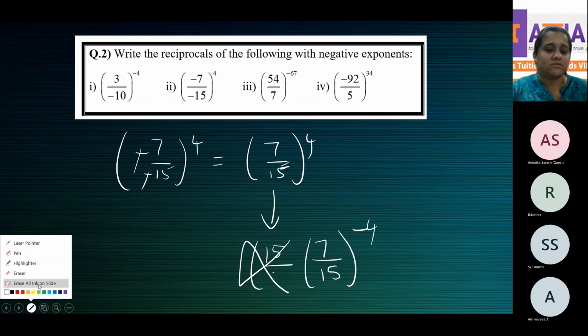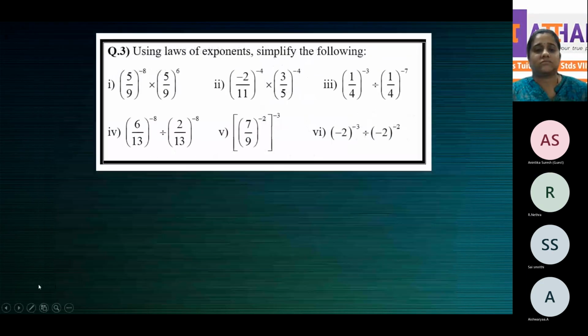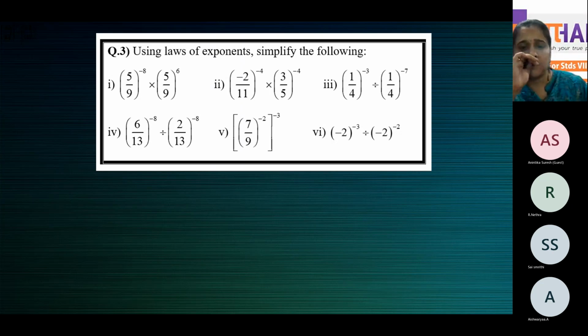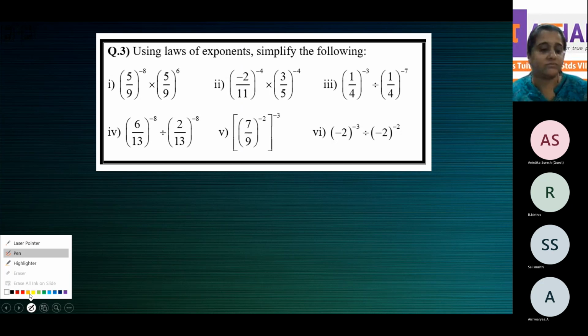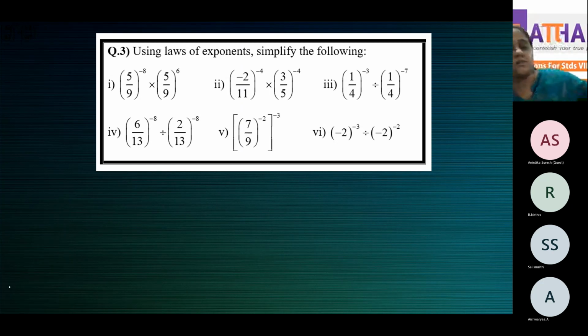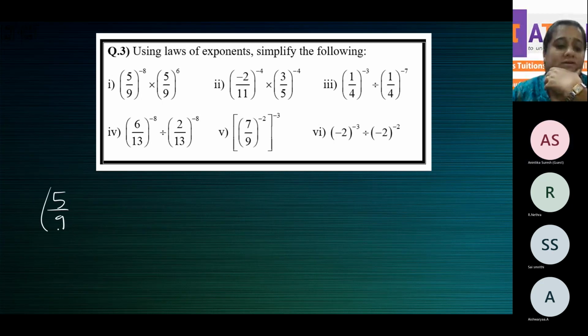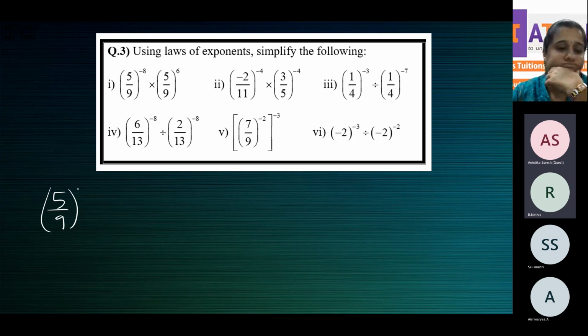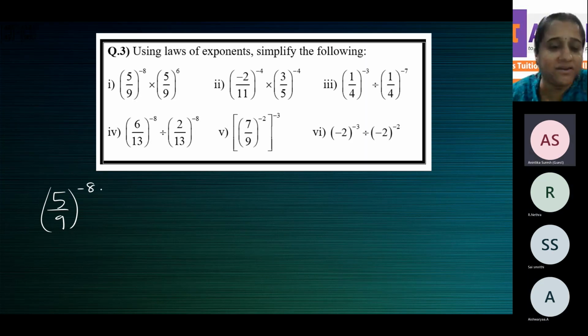You can do it yourself. So what's the first one? It'll be 5 by 9 to the power minus 8 into 5 by 9 to the power 6. Base are same and it's multiplication.